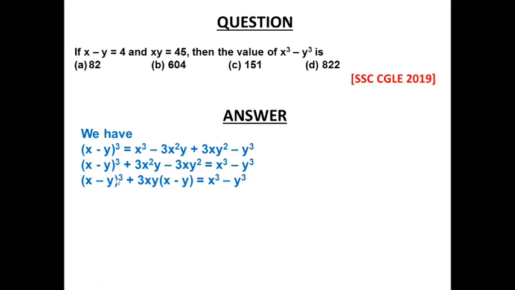So (x minus y) all cube will be equal to 4 cube plus 3xy, 3 into 45 into (x minus y), 4. So when you calculate this, 4 cube will be equal to 64 and 3 into 45 into 4 is 540. When you add, we will get 64 plus 540, which will be equal to x cube minus y cube. So when you add these two, you will get 604. That is x cube minus y cube. So the correct answer for this question is answer B, 604.